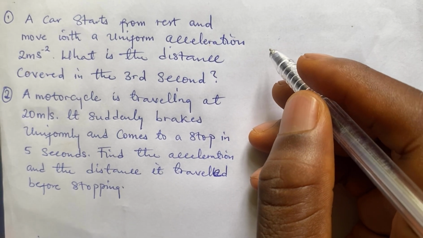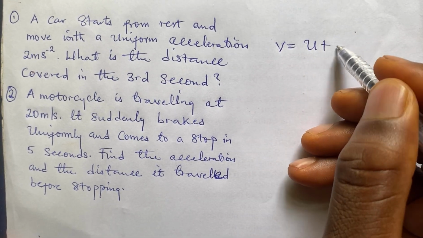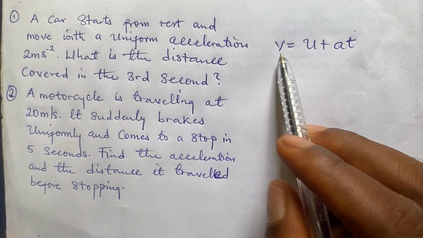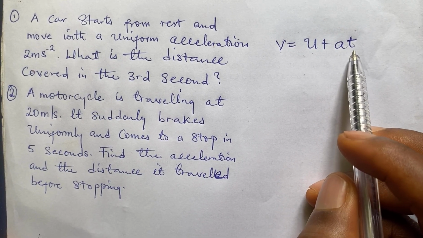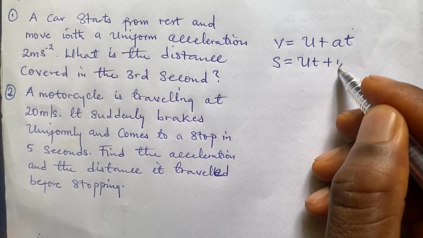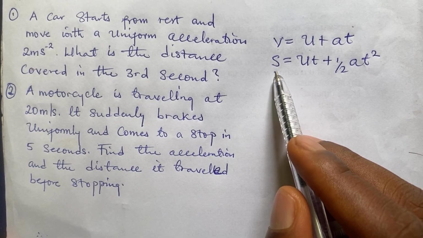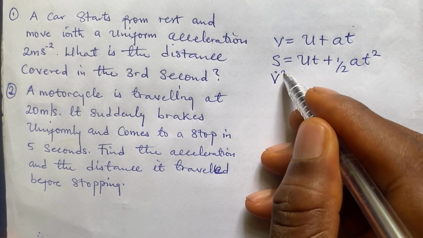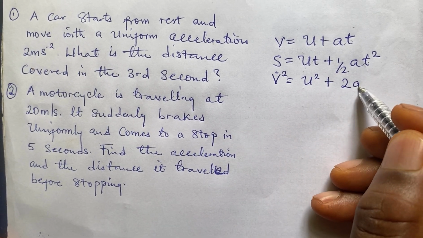But before you proceed, the 3 basic equations of motion are: the first one, v equals u plus at. We derived them in the previous video, where v is your final velocity, u is your initial velocity, a is acceleration, and t is your time. The second one is s equals ut plus half at squared. Here s is your displacement, which is your change in position, u is your initial velocity, and so on. And the third one is v squared equals u squared plus 2ax.